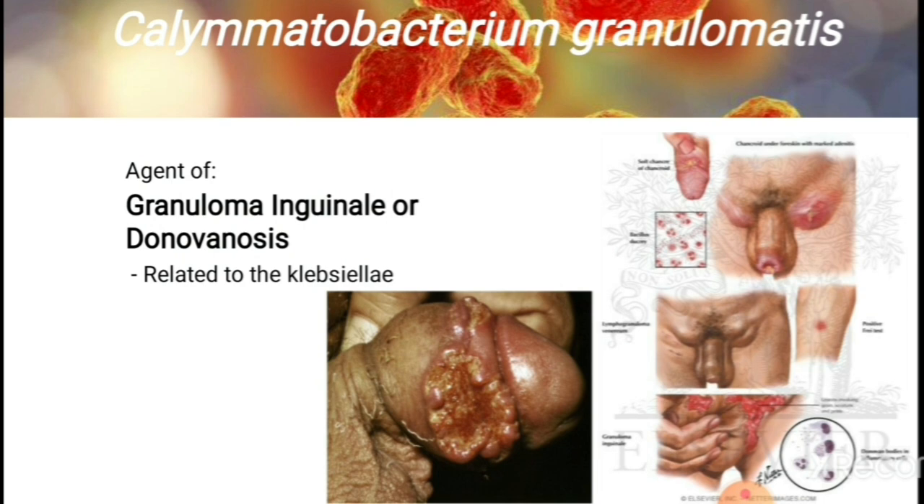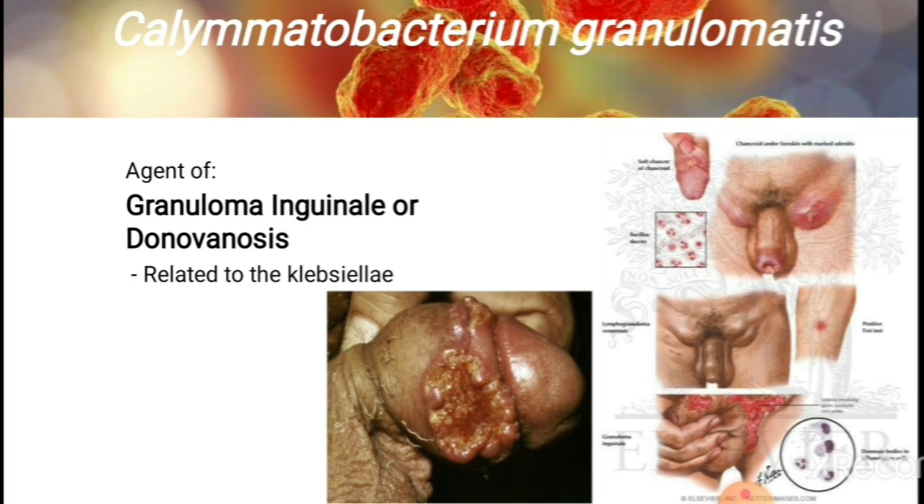Calymmatobacterium granulomatis is the agent of granuloma inguinale or donovanosis. It is somehow related to our Klebsiella. Whipple's disease is also caused by Tropheryma whipplei. So you can have fever, abdominal pain, diarrhea, weight loss, and migratory polyarthralgia.